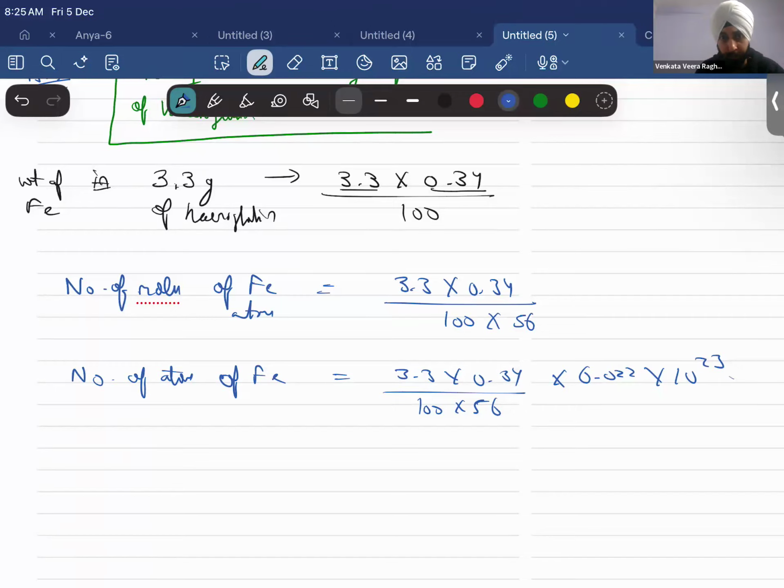I am getting some different answers after calculation of this. Please calculate it carefully. Do it once more, and whatever value you are getting, please let me know.